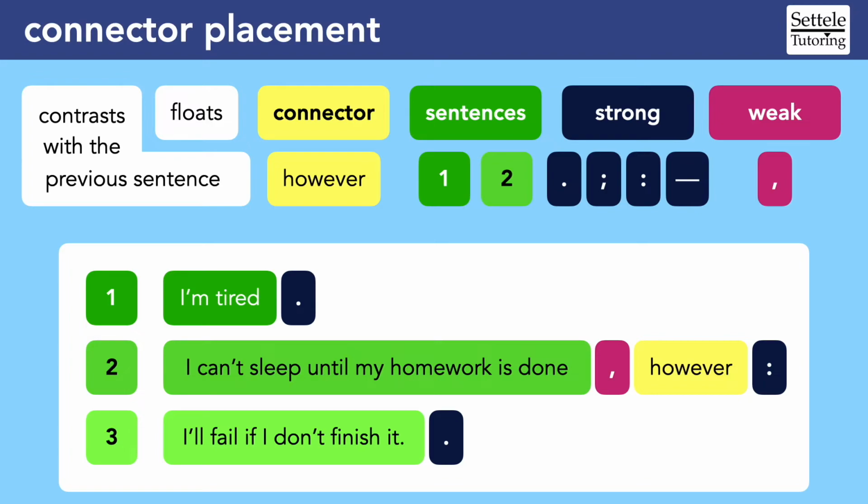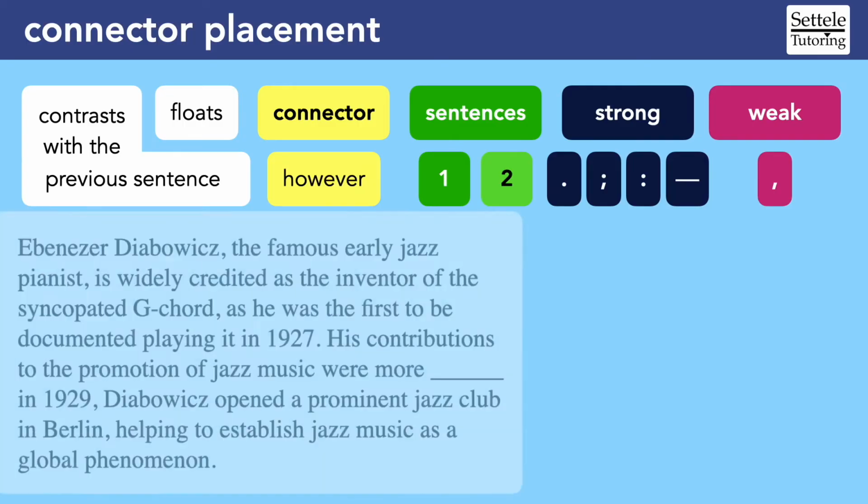It's worth pointing out that it's unlikely that the "however" will come after a colon, since colons are typically used to add on supporting information, not to contrast with a previous idea. When you answer connector placement questions on the SAT, you'll need to think about which sentences you're trying to contrast. Remember that no matter where the "however" floats in a sentence, it always contrasts with the previous sentence. Let's try an SAT-style example.